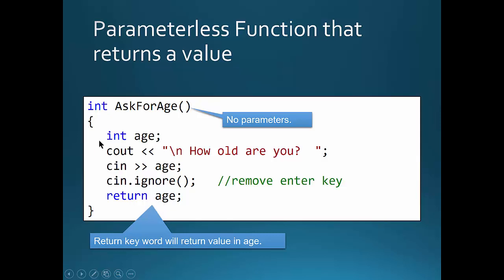In this case, this function declares a variable called age, which is an integer, asks the user how old they are, inputs that from the standard input into age, and then we have the cin.ignore because, of course, anytime you do a cin, it leaves the carriage return in the input buffer, and we want to clear that out at the end of any function which does a cin. And then it returns that age as the return value, or the output, of this function.